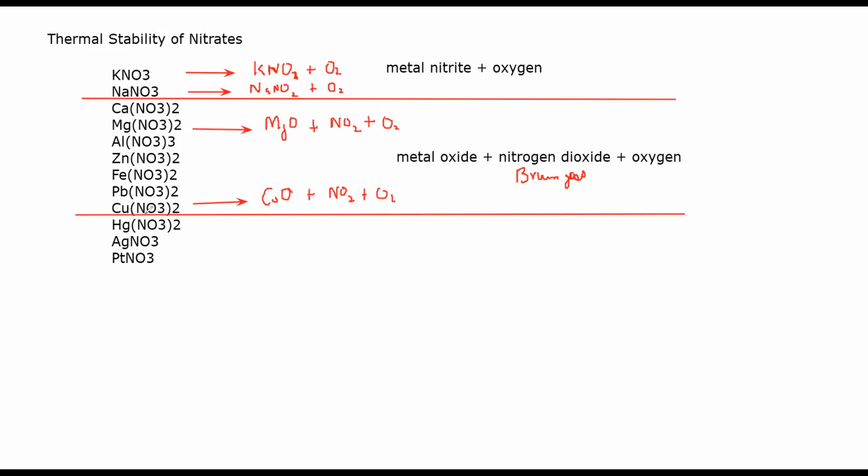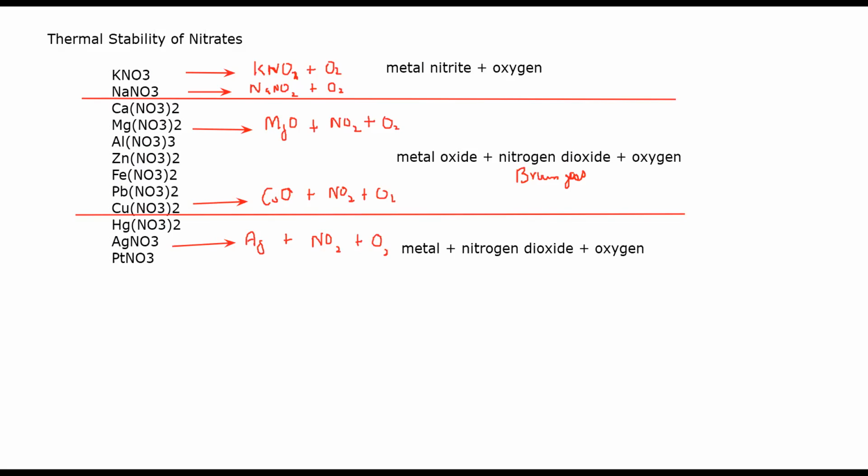And this time, for mercury and silver, when we supply heat energy, this will result in a formation of a metal plus nitrogen dioxide plus oxygen. So when we supply heat energy, for example to silver nitrate, it will result in a formation of silver metal plus nitrogen dioxide plus oxygen.